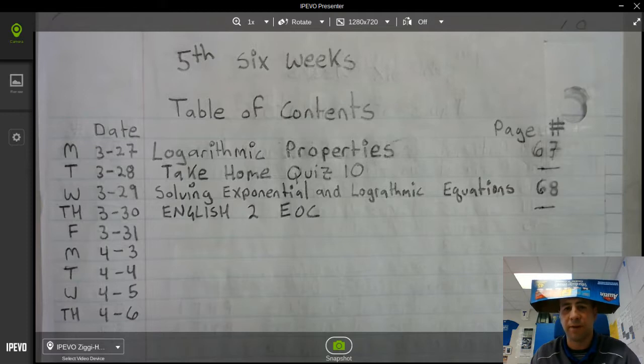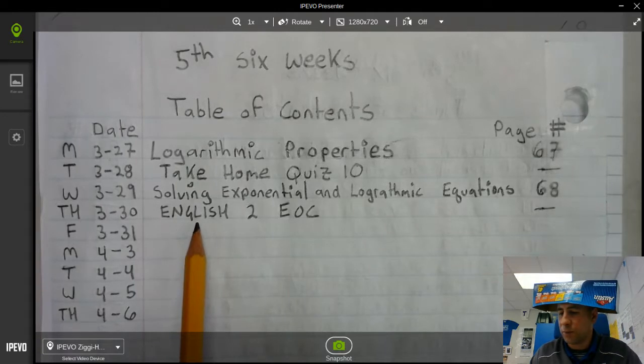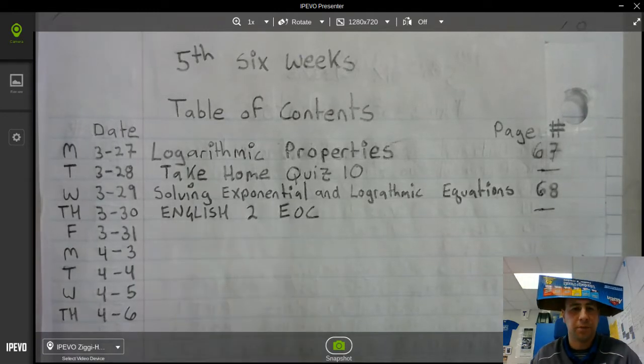Equations. That's going to be on page 68. Now, a little video note, there's not going to be a video for Thursday because on Thursday is when you'll be taking the English 2 EOC. Okay?